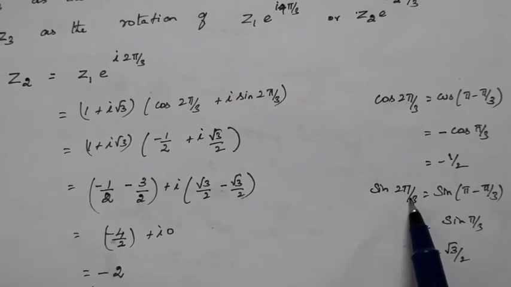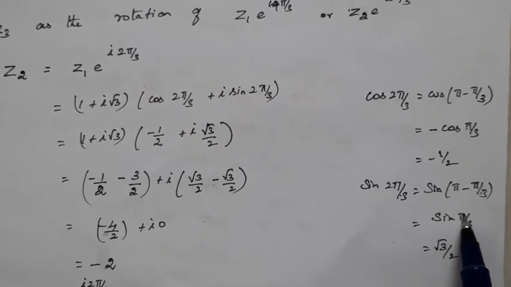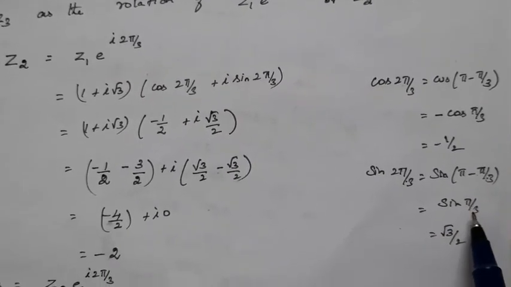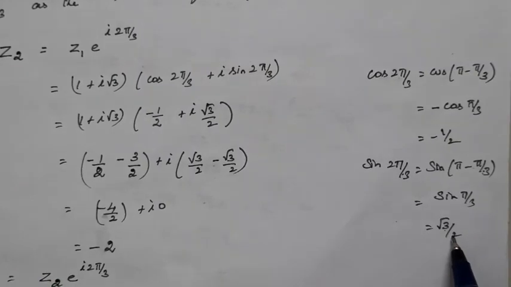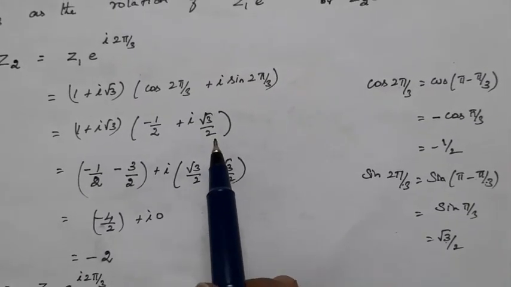Similarly, sin 2 pi by 3 is equal to sin of pi minus pi by 3. Sin is positive, so it will be sin pi by 3. Substituting the value of sin pi by 3 as root 3 by 2, we have this one as minus 1 by 2 plus i into root 3 by 2.